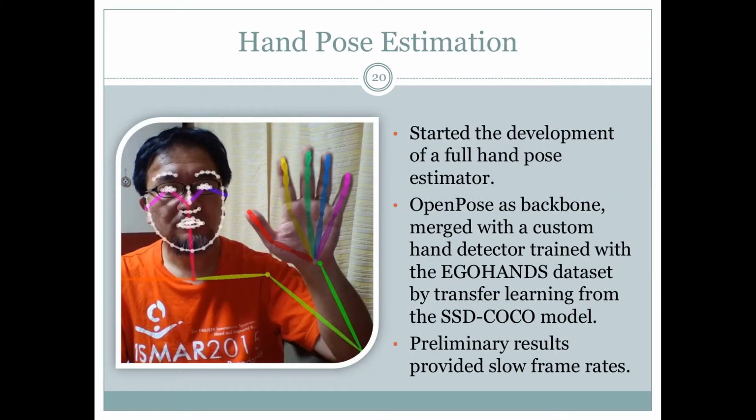And finally, the last part of my first year here, I started to work on a hand pose estimator. I wanted to use the OpenPose backbone, but I had to build a custom hand detector because OpenPose, like you see here, is able to perform the hand pose estimation very precisely, but it localizes the hand on the basis of where the rest of the body is detected.